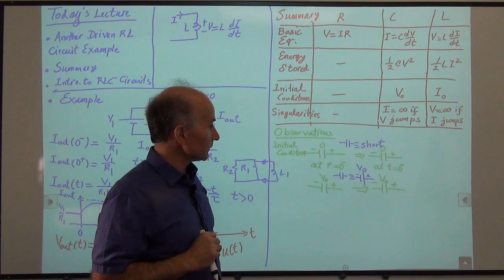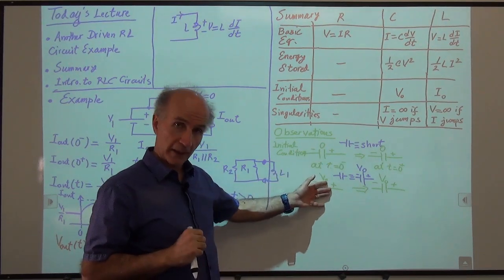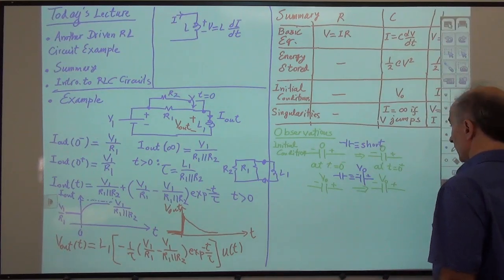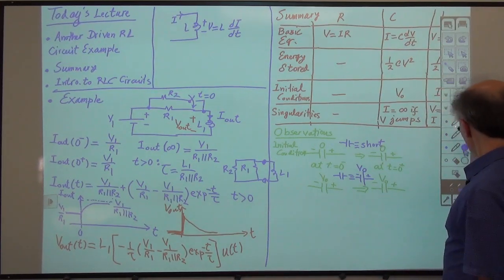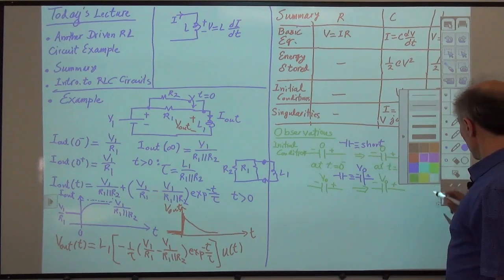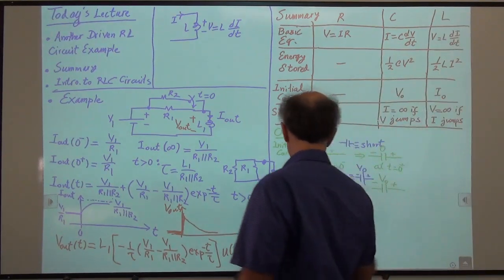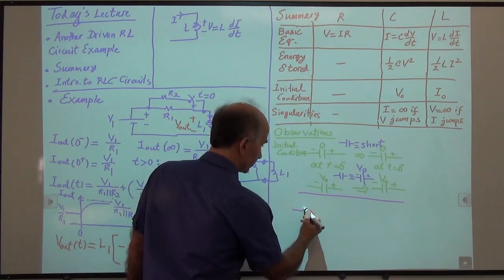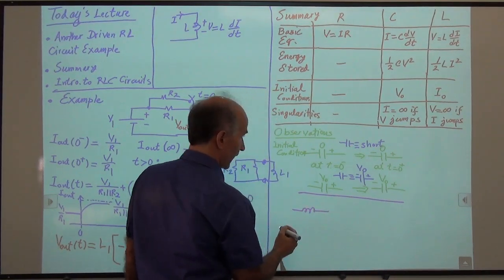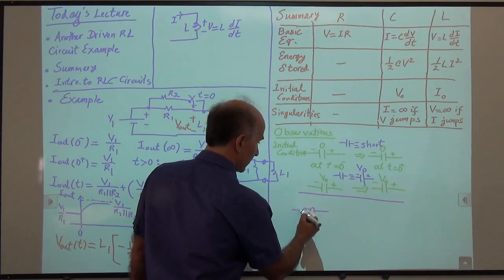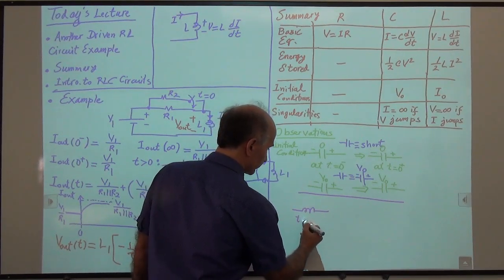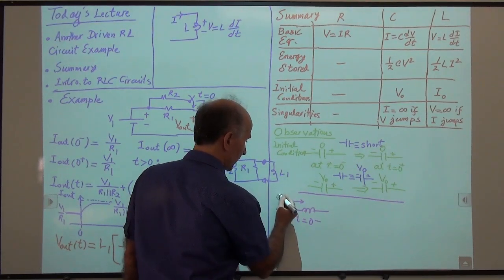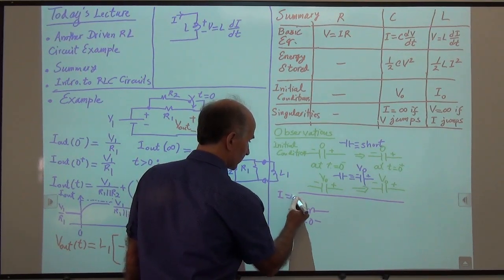Okay. Let's repeat all of these for inductors. So, our inductor, let's change the color to maybe this one here. Okay, so I'll draw a little line. So I have an inductor, and at time 0 minus, the current through it is 0. So we say I equals 0.